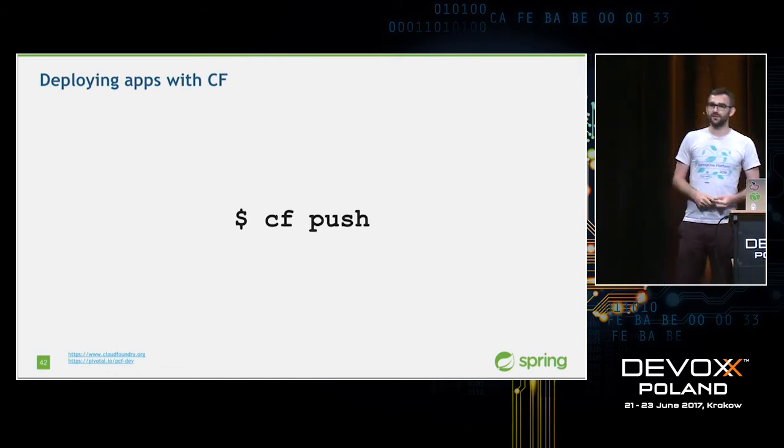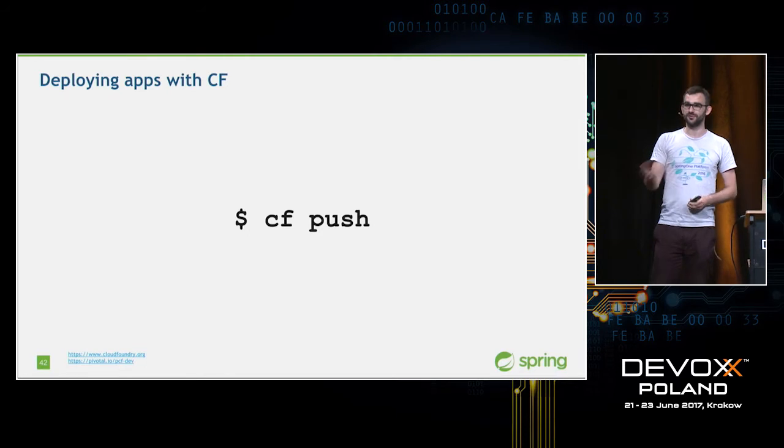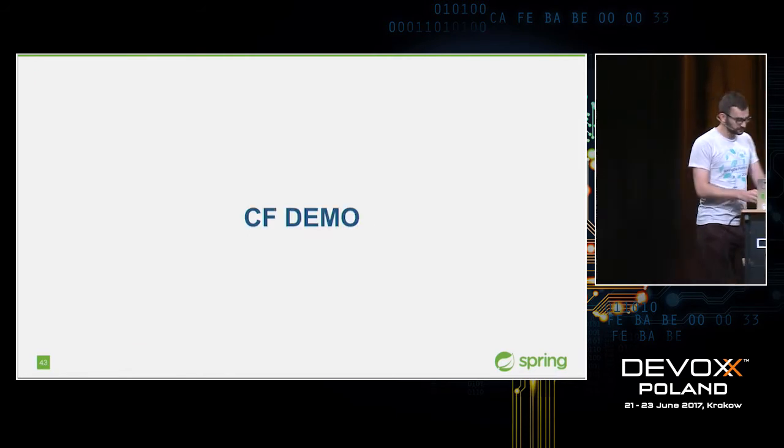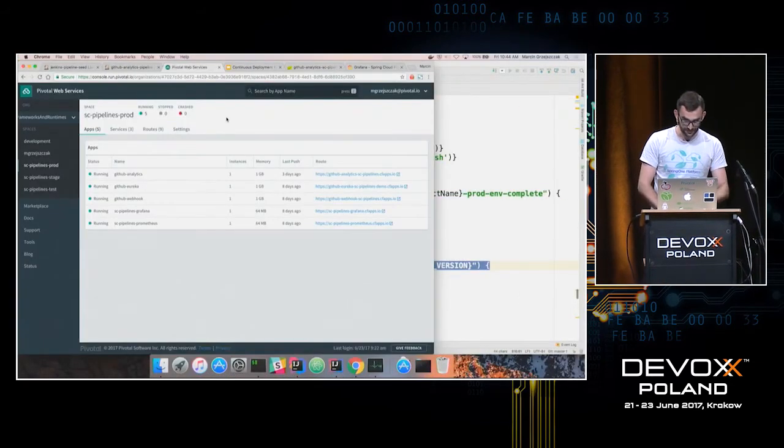This is how you deploy software with Cloud Foundry. You do cf push, and the platform knows how to run your stuff. As simple as that. So now the demo. Hopefully it's going to work. If not, I have slides with screenshots.